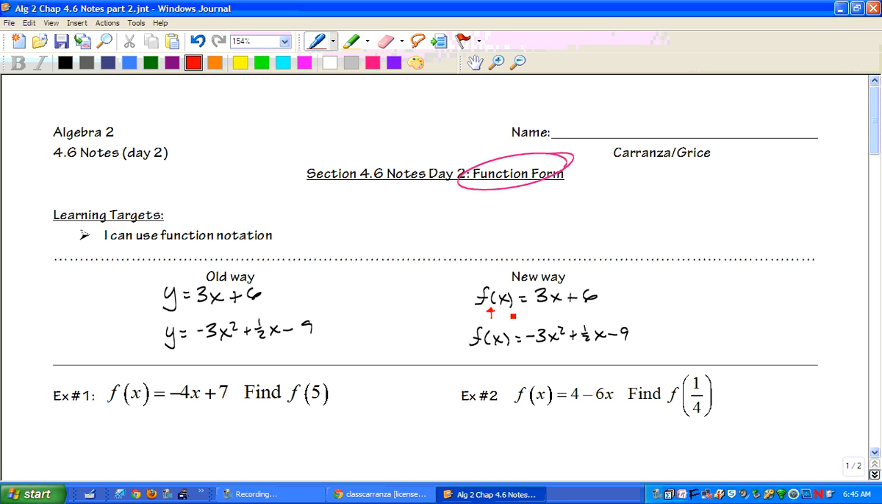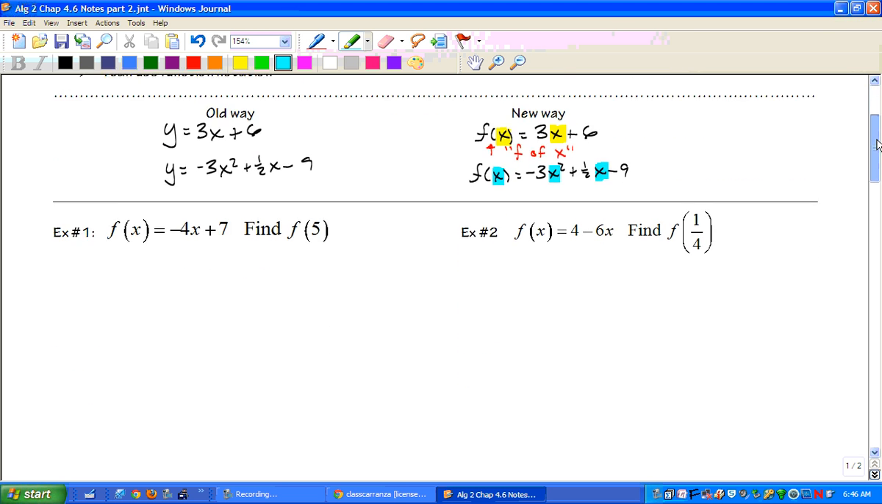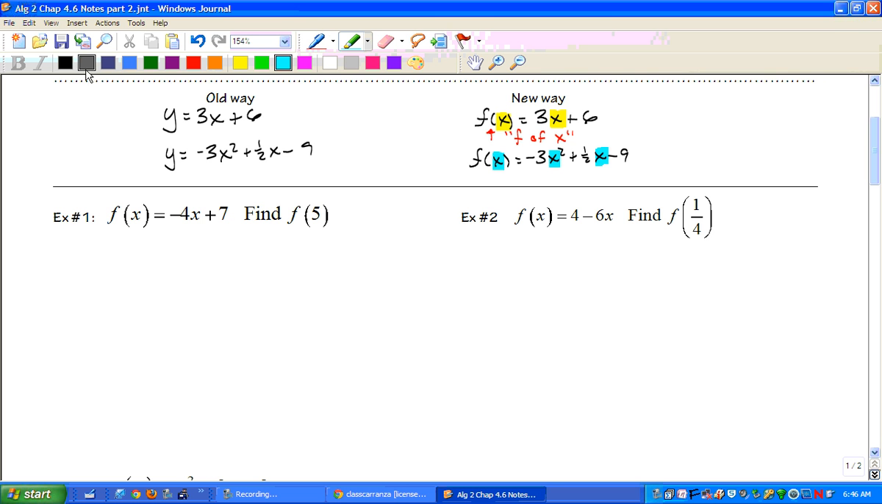This right here, f of x, all that really means is, hey, I'm going to give you a number, you plug it in. Whatever number goes in here, that's what you plug in for x. And that's all it's really saying. It's nothing different, it's just a new way of looking at it.